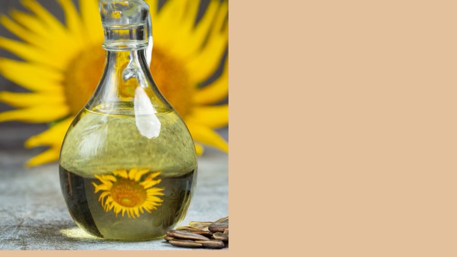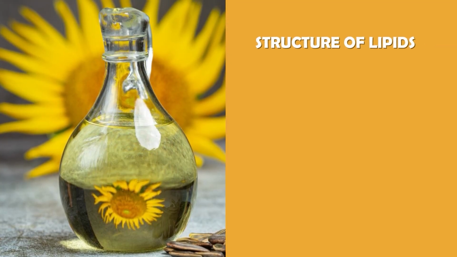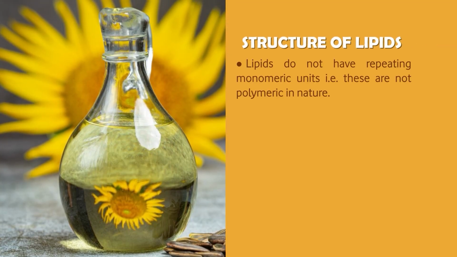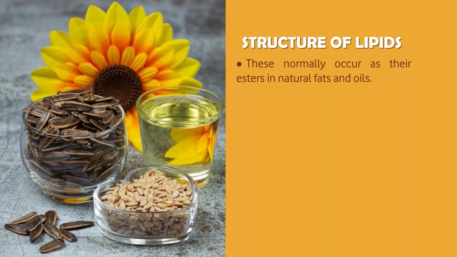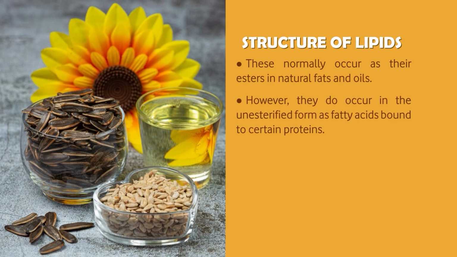Now, what is the structure of lipids? Lipids do not have repeating monomeric units. That is, these are not polymeric in nature. Simple lipids are chemically esters of fatty acids. And what are fatty acids? Fatty acids are long chain hydrocarbons containing a terminal carboxylic group. These normally occur as their esters in natural fats and oils. However, they do occur in the unesterified form as fatty acids bound to certain proteins.